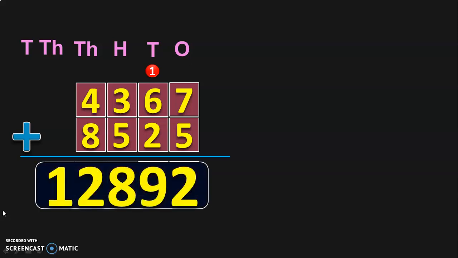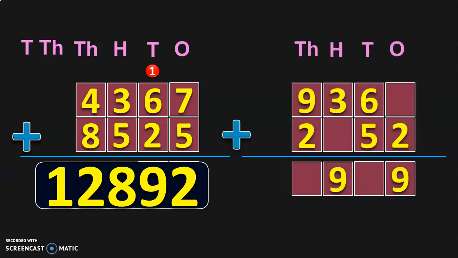So the sum of the two numbers 4,367 plus 8,525 will give you 12,892. Let us do another interesting sum like this. So begin the addition as usual from the ones place. It is dash plus 2 is 9. You know that 7 plus 2 is 9.